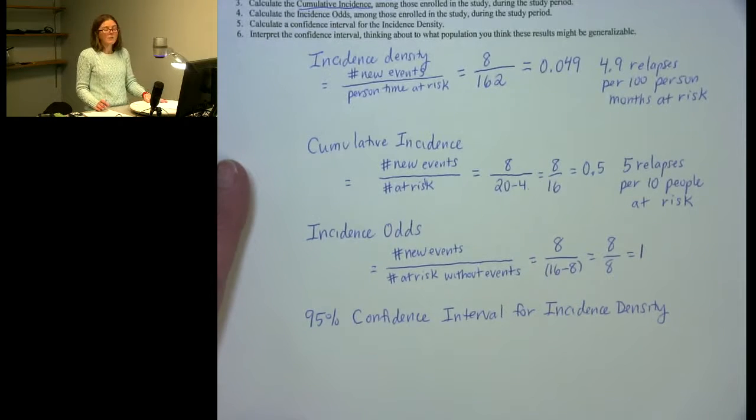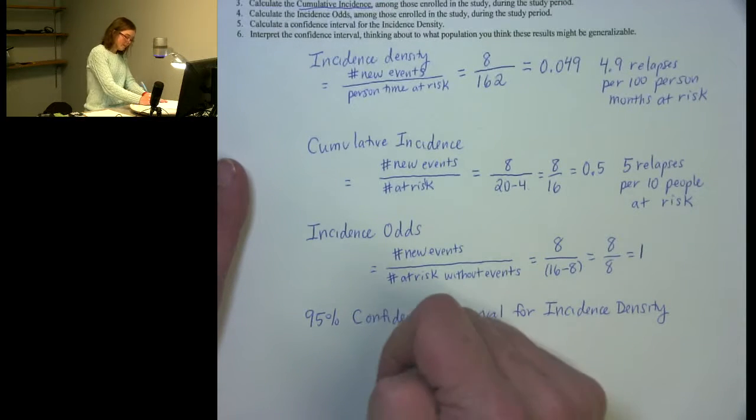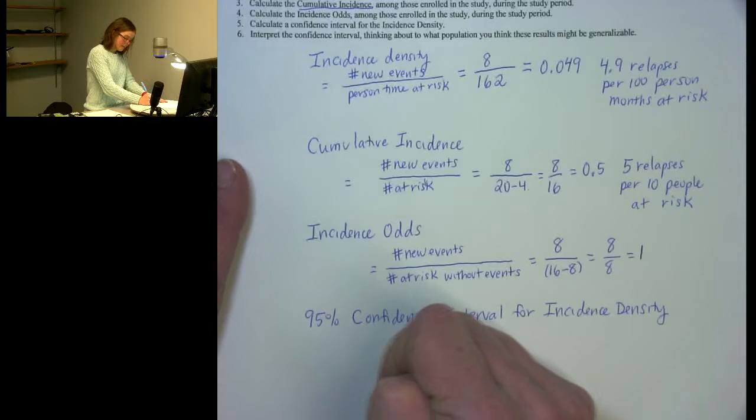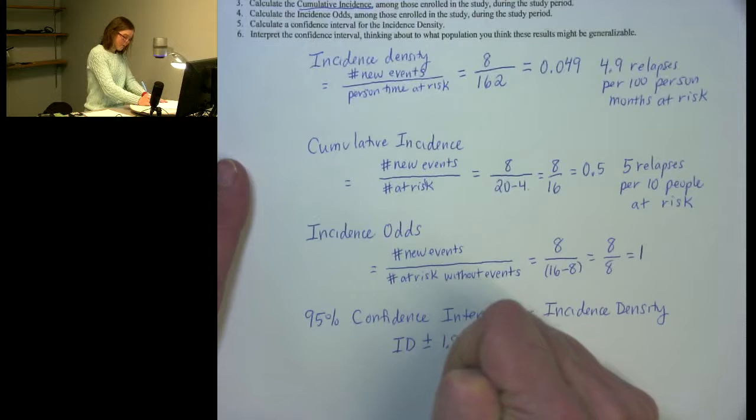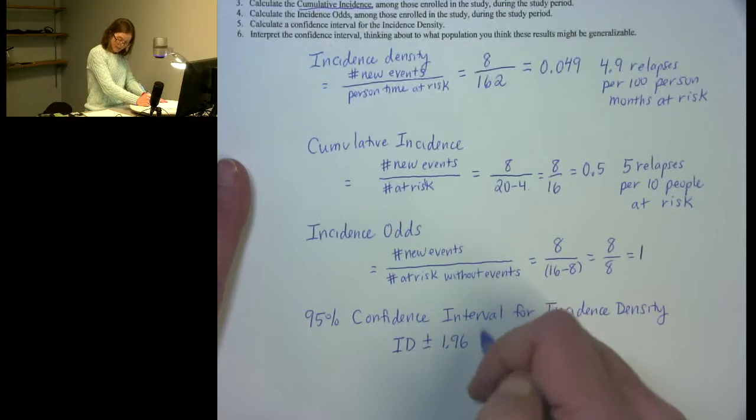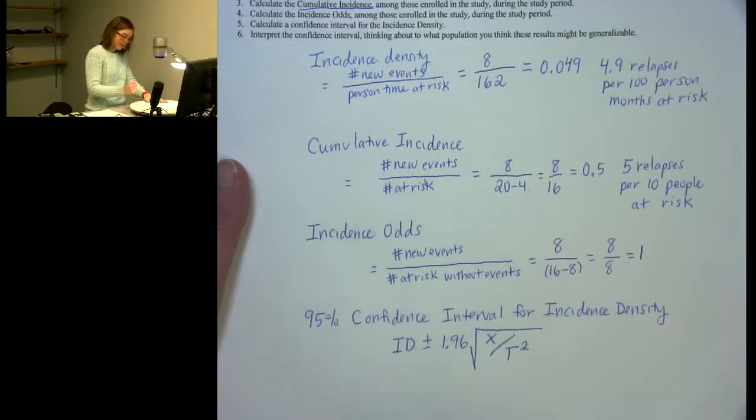To make our 95% confidence interval, we use our estimate for the incidence density plus or minus 1.96 times the square root of x over t squared, where x is the number of events and t is the total person time at risk.